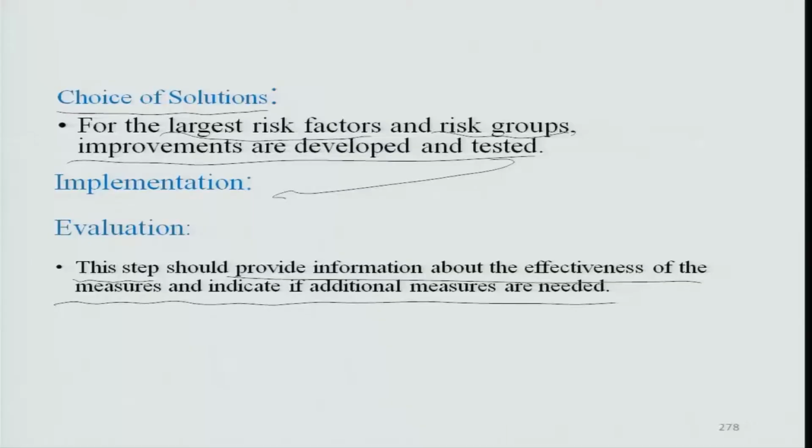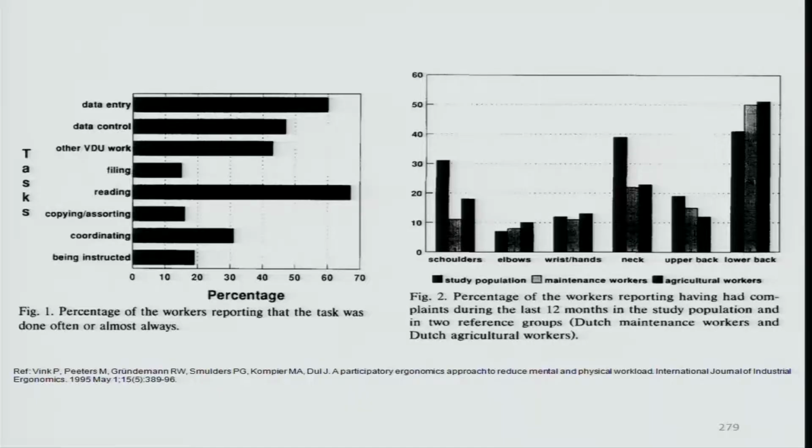So let's look at some of the data related to how the steering committee prepared some questionnaires. In one of the aspects, a questionnaire was prepared as to what kind of major work you feel is associated with these works. Particularly the work in question was for the maintenance workers and the agricultural workers, and generally the division of tasks as per the assessment of the people directly involved was that tasks could be related to being instructed or coordinating an event, or copying or assorting, even reading, filing, data control, data entry, other video work.